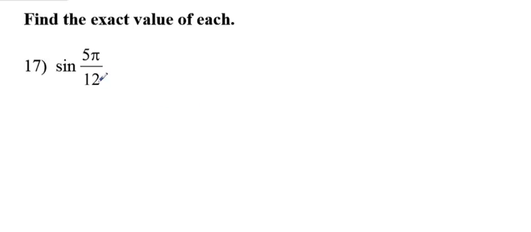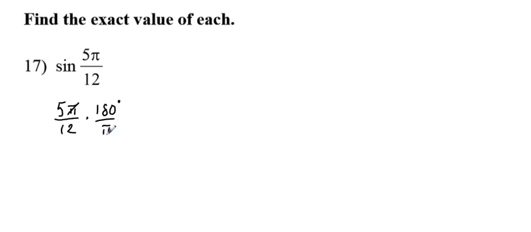First off, 5 pi over 12 is in radian form. So what we'd like to do first is change it into degrees. So I'm going to rewrite 5 pi over 12. To change this into degrees, I'm going to multiply by 180 degrees over pi.